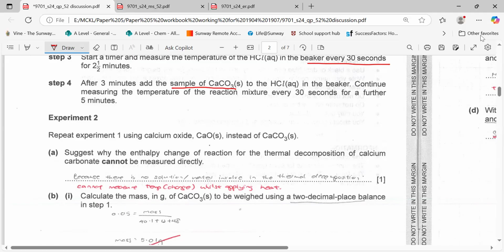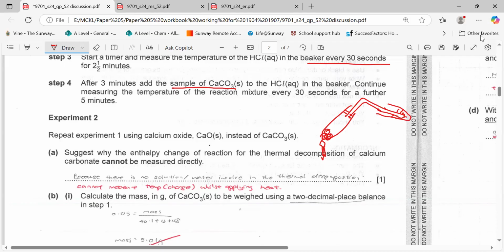So part A suggests why the enthalpy change of reaction for the thermal decomposition of calcium carbonate cannot be measured directly. The answer is because you cannot measure temperature change while you are applying heat, because when you are conducting the thermal decomposition, this is your fire here, this is your calcium carbonate. So you will liberate CO2 gas, and then perhaps you want to go and capture it. Normally in a practical paper, you want to capture it in the lime water over here.